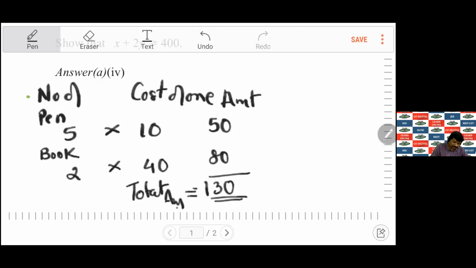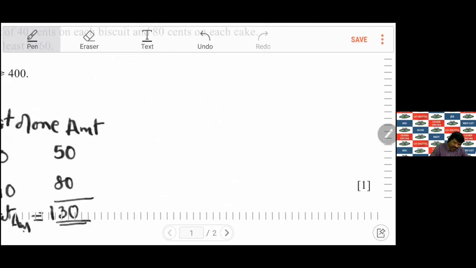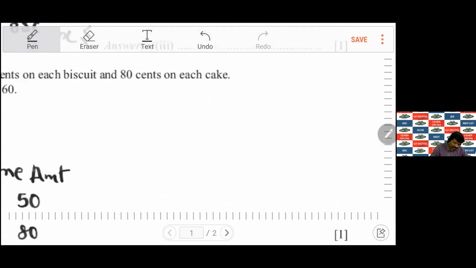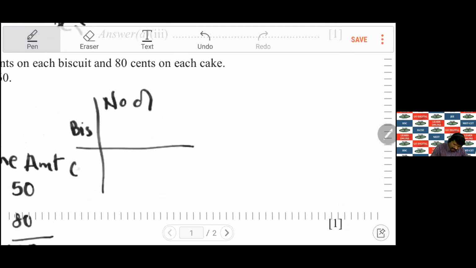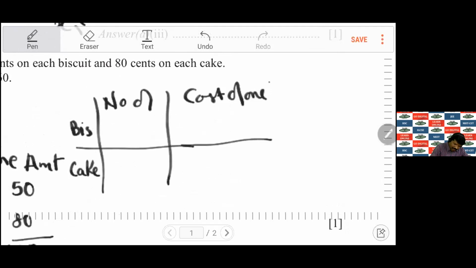Now what will happen is, here again, number of biscuits, number of cakes, and cost of 1.